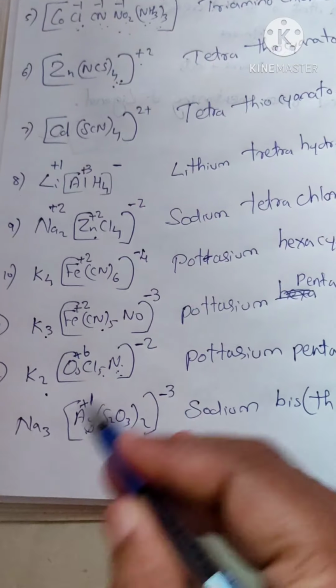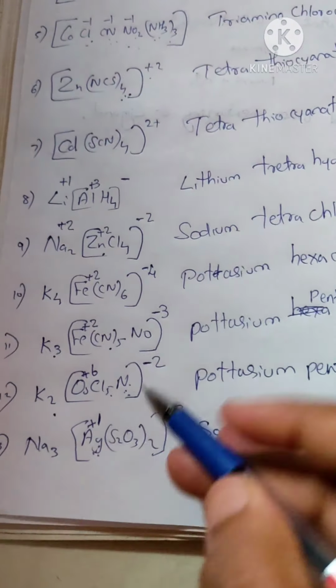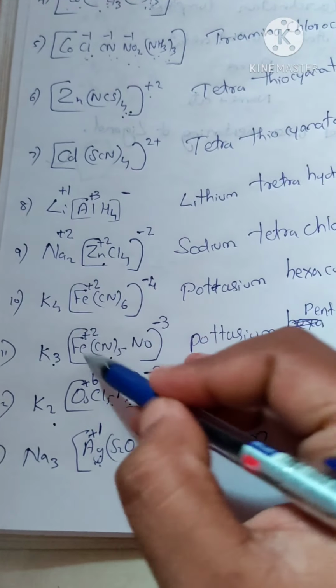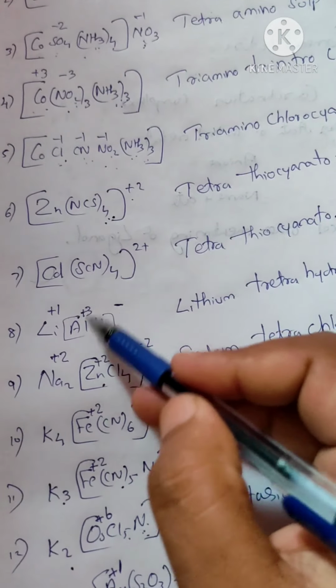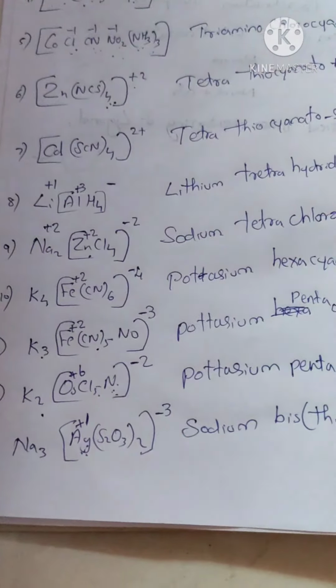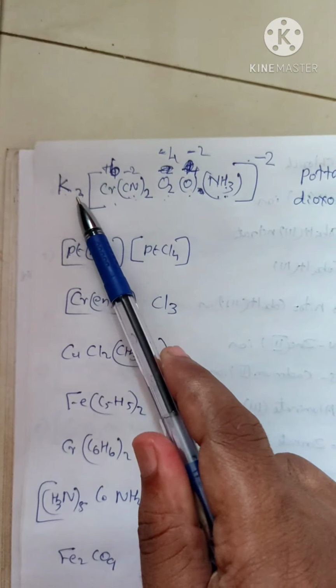So the major important thing here is silver. If it is existing as a negative complex form, then we can call it argentate. If iron is existing in negative form, we can call it ferrate. Zinc existing in negative form, we can call zincate. Aluminum existing in negative form, we can call aluminate. Let us see the complex of this type.